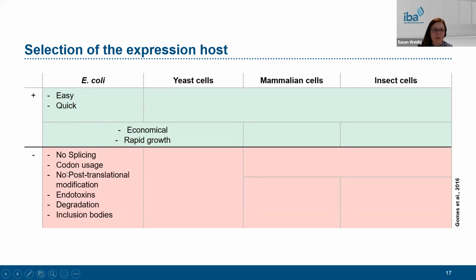A further disadvantage of E. coli is that no post-translational modifications are possible. So, for example, you will not get a glycosylated protein after the expression in E. coli. And the sample after the preparation contains endotoxins, which could be a drawback depending on the subsequent application. And if the protein is highly expressed in E. coli, degradation or inclusion bodies are possible.